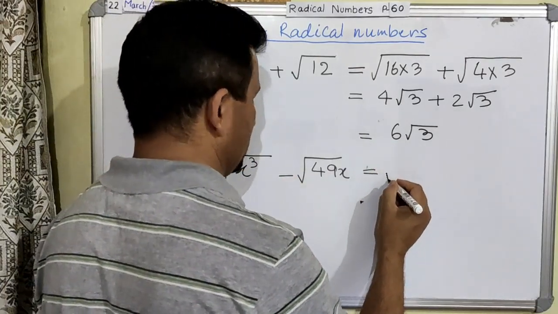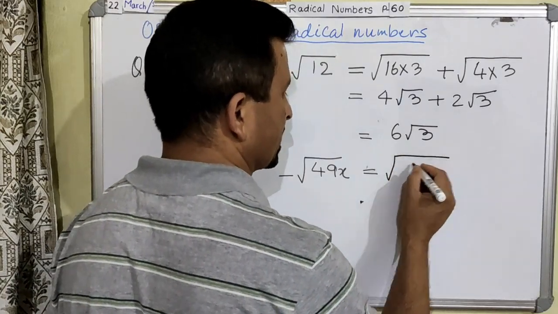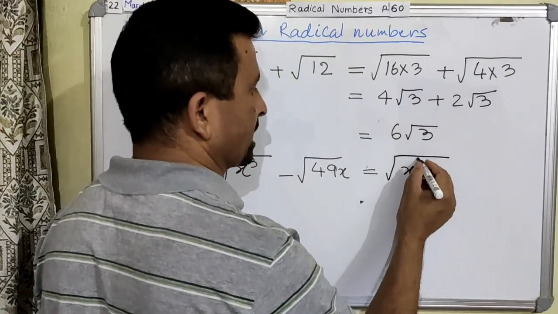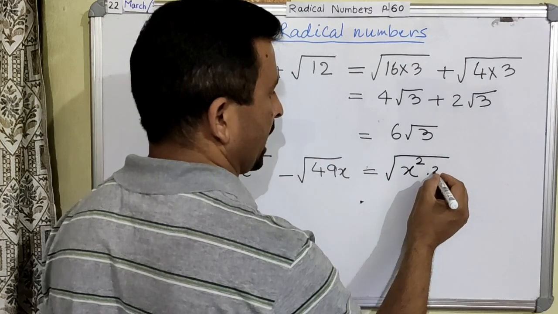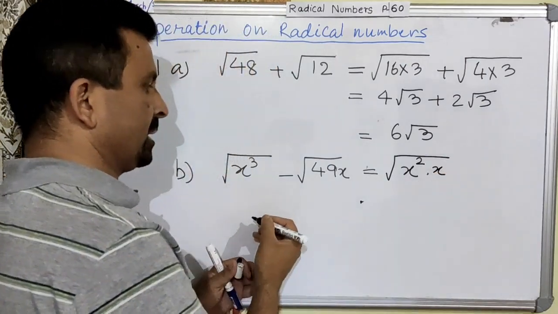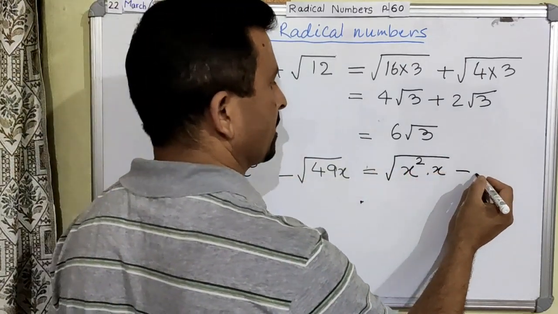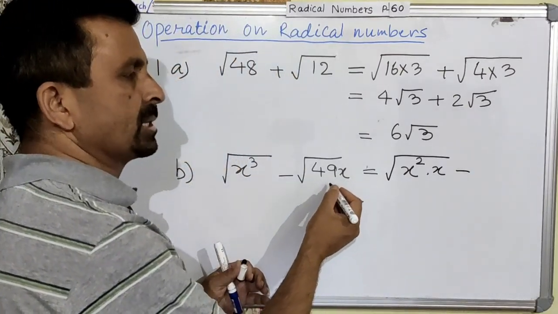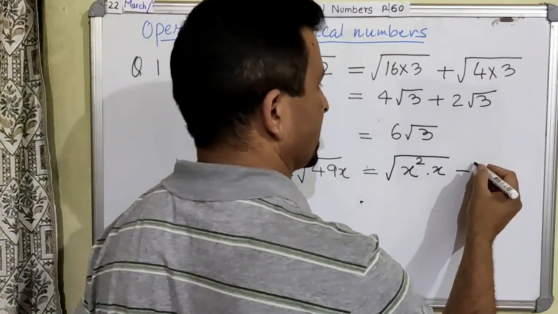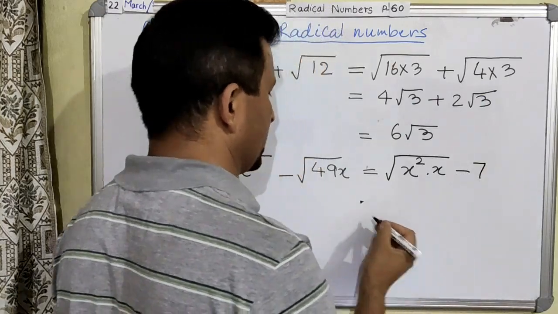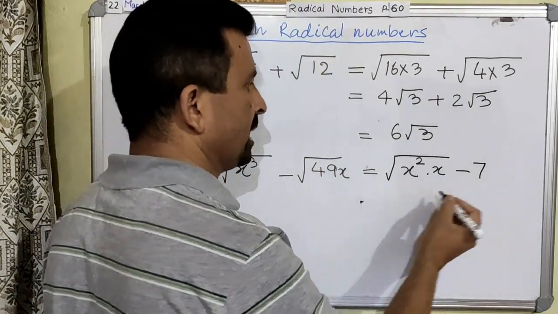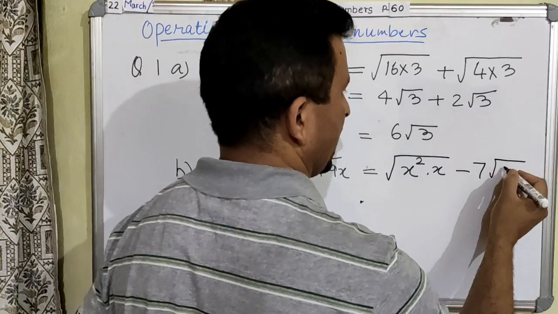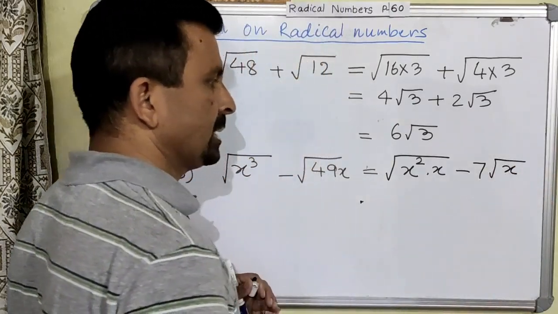So we will do this question like this. X cube, we will split like this. X cube will be written as x square into x. Isn't it? Minus as it is. And for 49, you know that 49 is a square number, so straight away we can take it out. So 49 is out as 7, and then remaining we have is x. Is it okay?